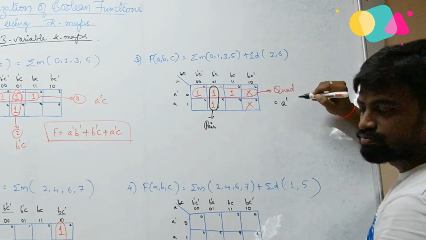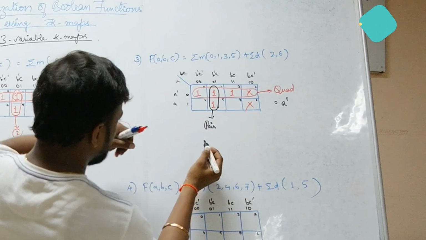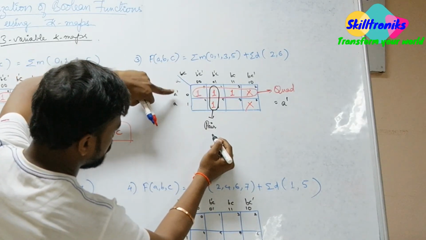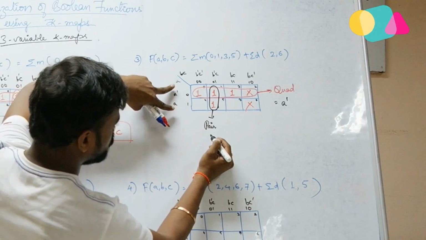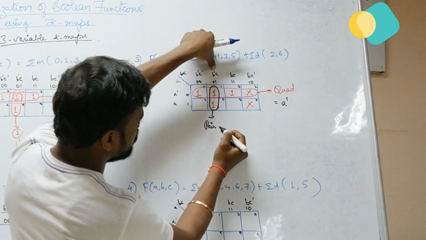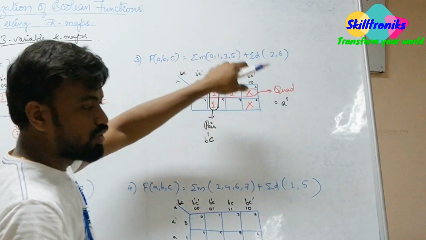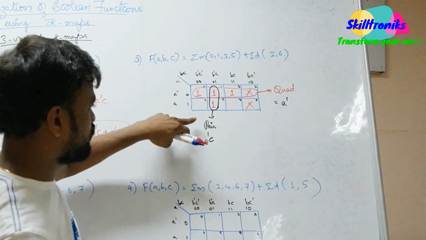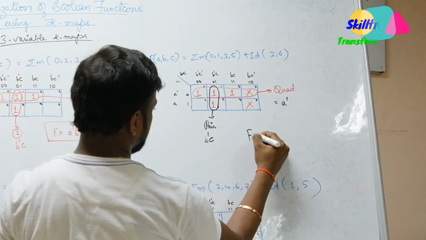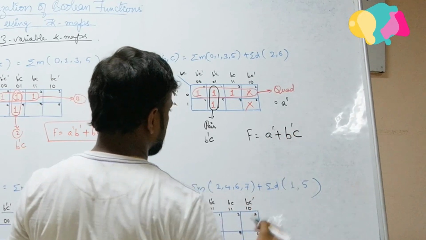As this is a horizontal quad, and coming to this pair, the result of this pair will be: in the horizontal side a is changing, so you should neglect this. On the vertical side, for these 2 minterms, the common variables are b dash, c. So these are the resultants of the 2 groups formed. So the final answer is f is equal to a dash plus b dash c.